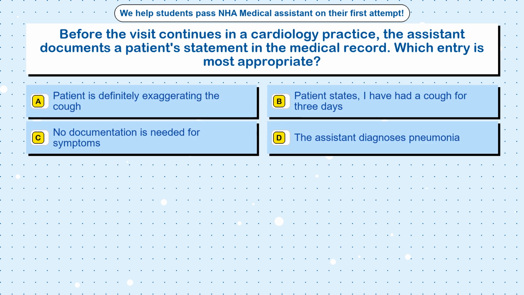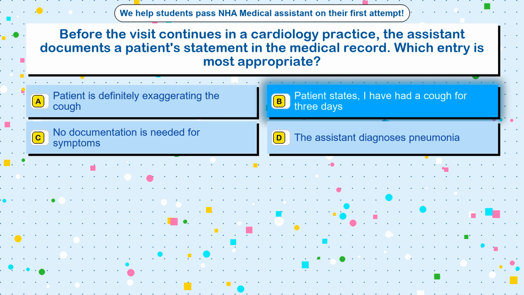Before the visit continues in a cardiology practice, the assistant documents a patient's statement in the medical record. Which entry is most appropriate? Option A, patient is definitely exaggerating the cough. Option B, patient states, I have had a cough for 3 days. Option C, no documentation is needed for symptoms. Option D, the assistant diagnoses pneumonia.